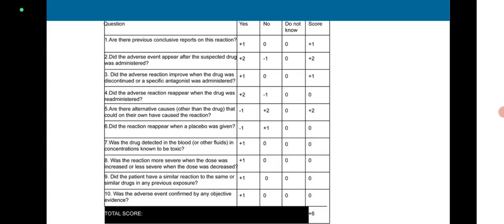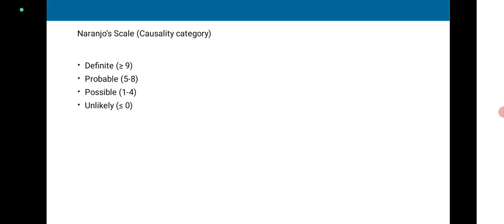And the last question: was the adverse event confirmed by any objective evidence? For objective evidence, we specifically look for any lab values pertaining to the reaction. If the answer is yes, there also we give +1 mark, and if the answer is no or we don't know the answer, we give 0 marks. We sum up the total score, and according to the sum, we classify the ADR into definite, probable, possible or unlikely.